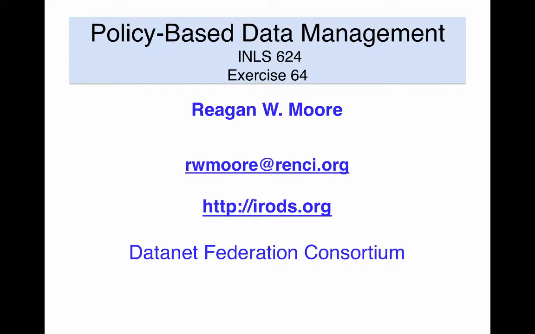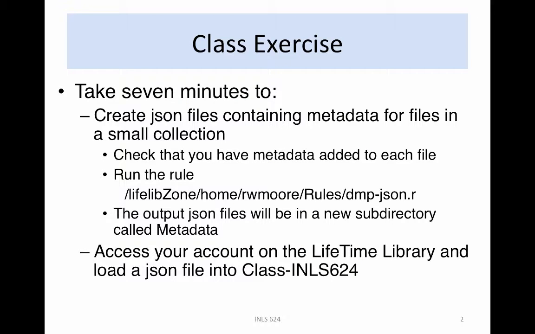Take 7 minutes and complete exercise 64. Create JSON files containing metadata for files in a small collection. Check that you have added metadata to each file. Run the rule LifeLib eZone Home RW More rules dmp-json.r. The output JSON files will be located in a new subdirectory called metadata.